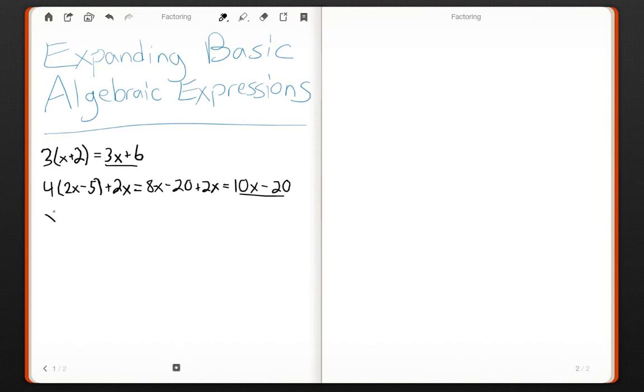Now let's have an x on the outside. So when we have x times x, that's going to be x squared. And then x times negative 3 is negative 3x.